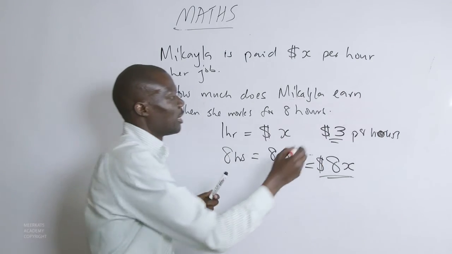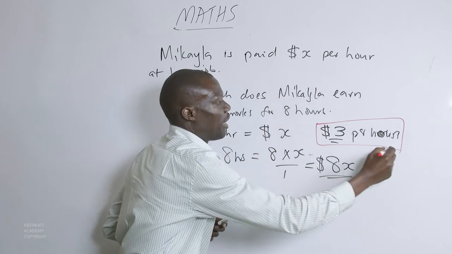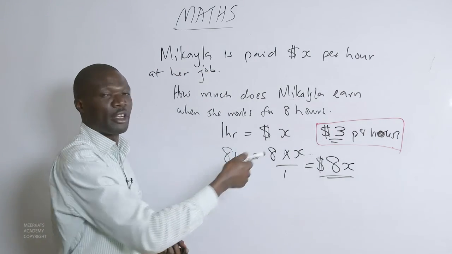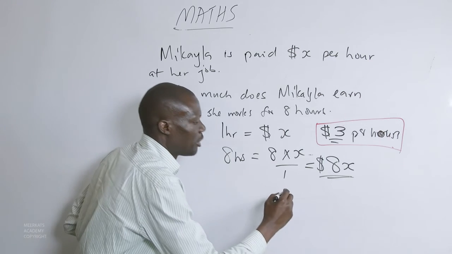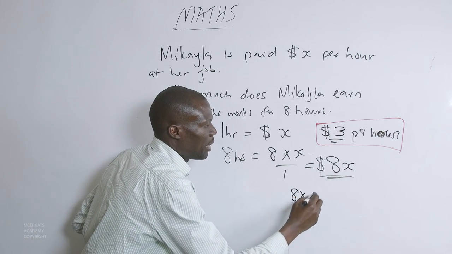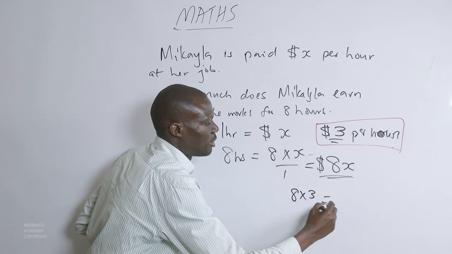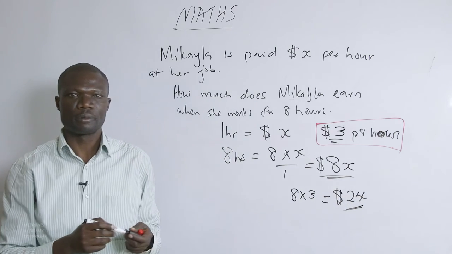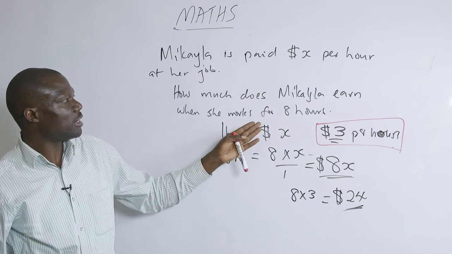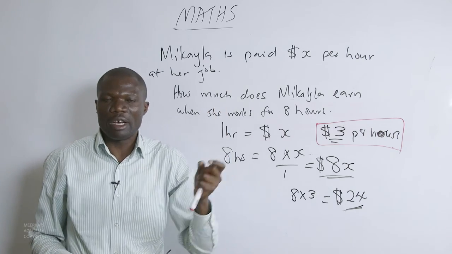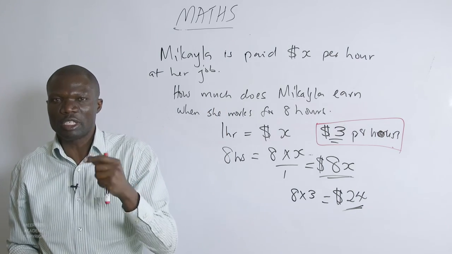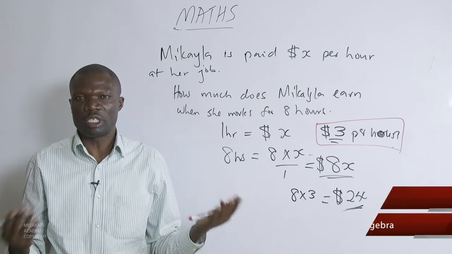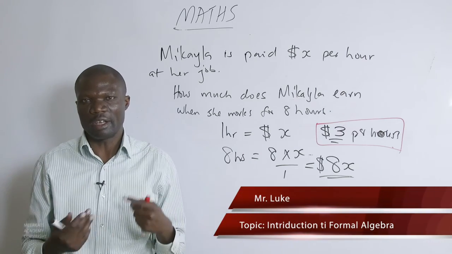So this 3 per hour comes in as a substitution, where now if you want to find the real amount which she'll earn, it will be 8 multiplied by 3, which gives us 24 dollars. So this is how algebraic expressions can be expressed in our real life situations, maybe at work and other places.